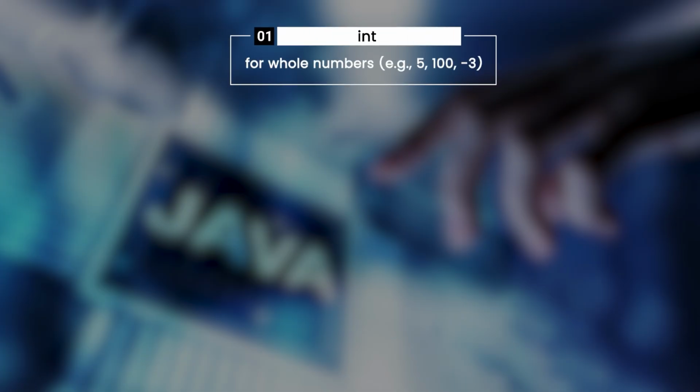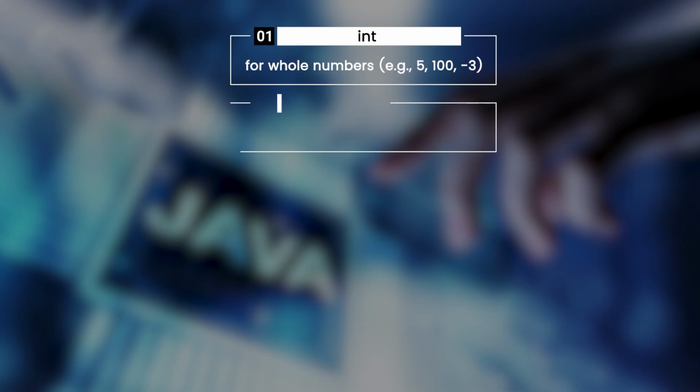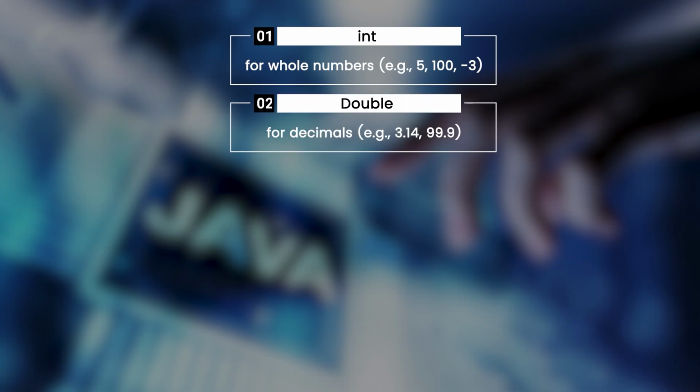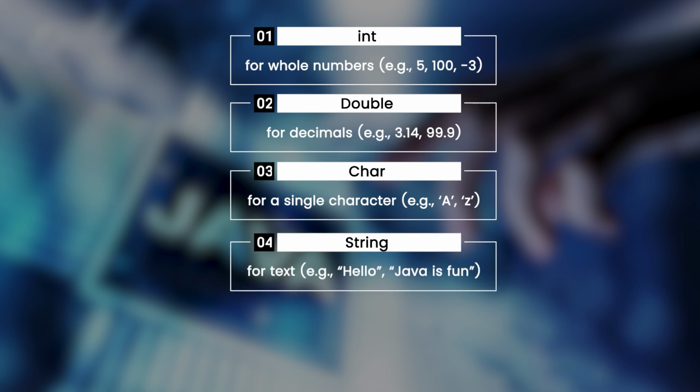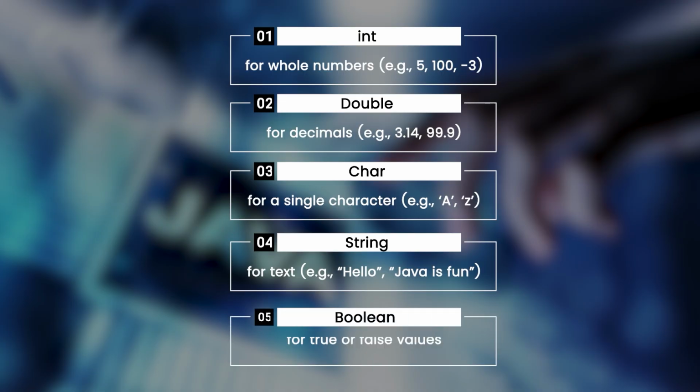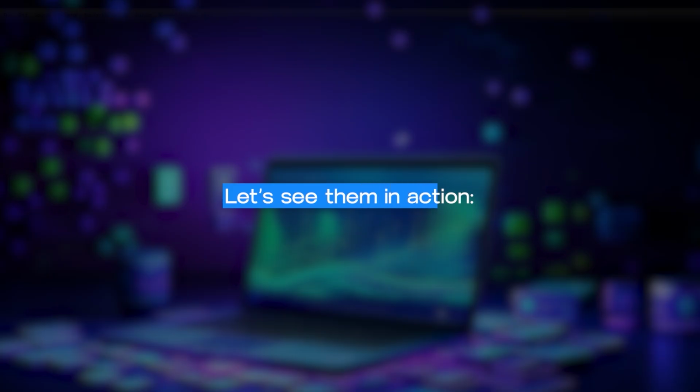Int for whole numbers, for example 5, 100, minus 3. Double for decimals, for example 3.14, 99.9. Char for a single character, for example A, Z. String for text, for example hello, Java is fun. Boolean for true or false values. Let's see them in action.